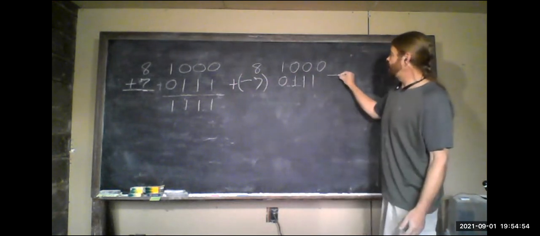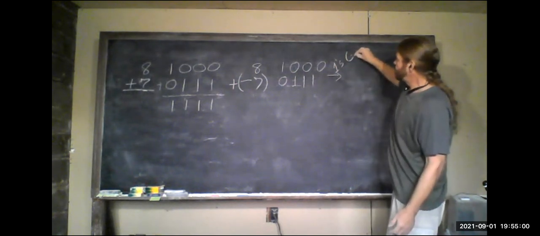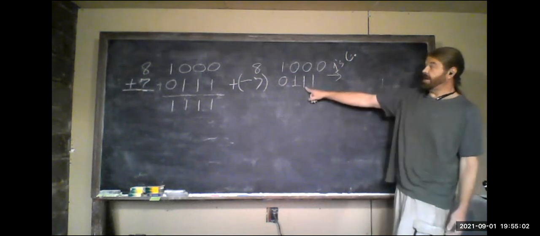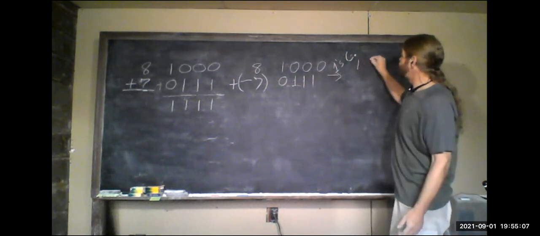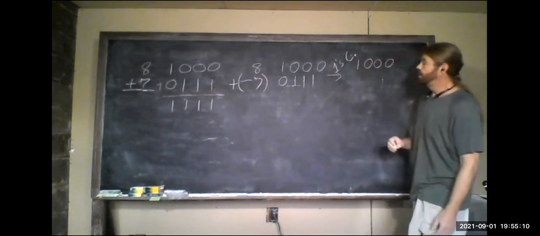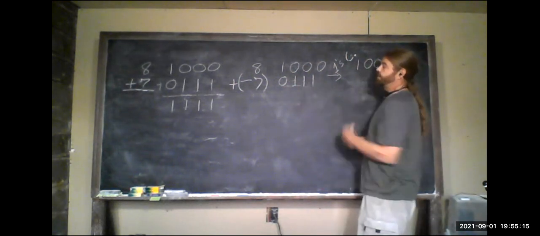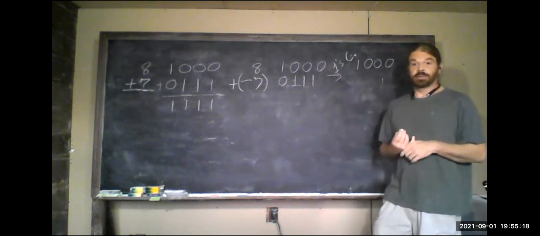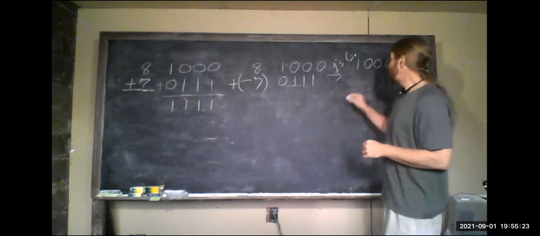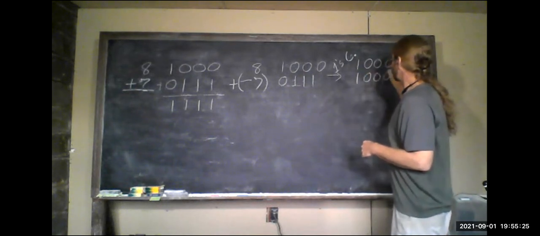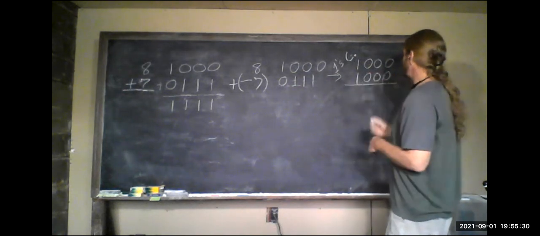To subtract, the first thing we do is take the 1's complement of the one we want to be negative. Our 8 is still positive, right? So it's just going to copy over: 1, 0, 0, 0. And what do we get for the complement of 0, 1, 1, 1? 1, 0, 0, 0. Yep. That gives us our 1's complement.